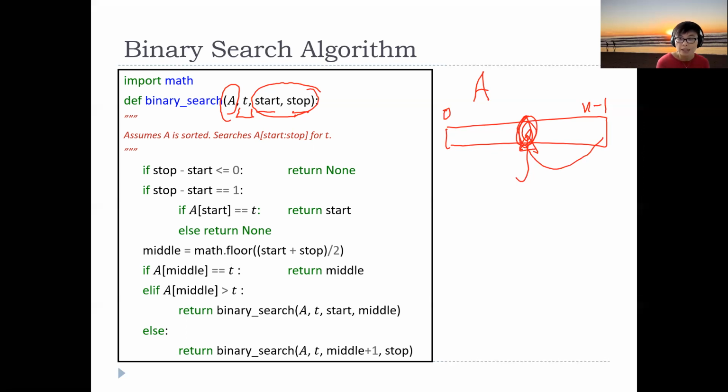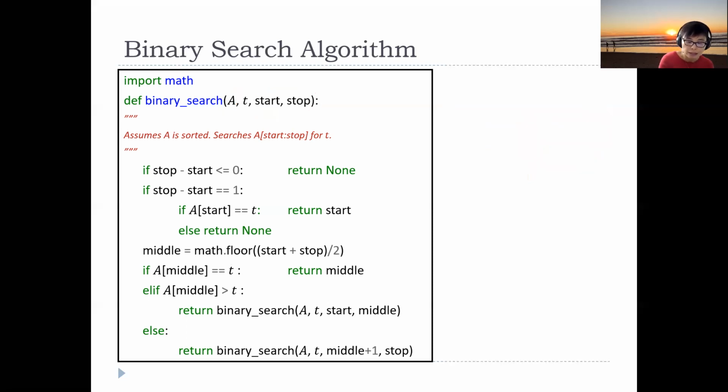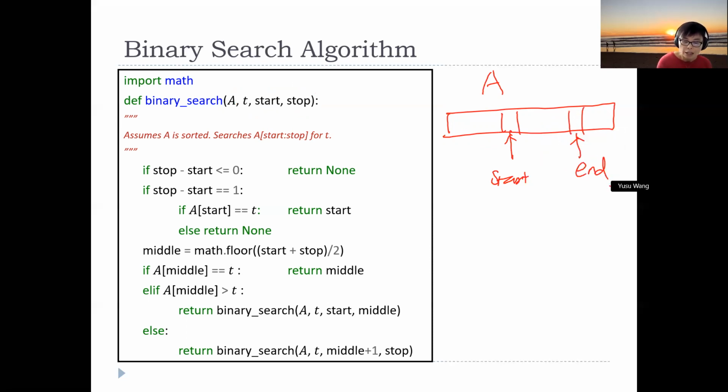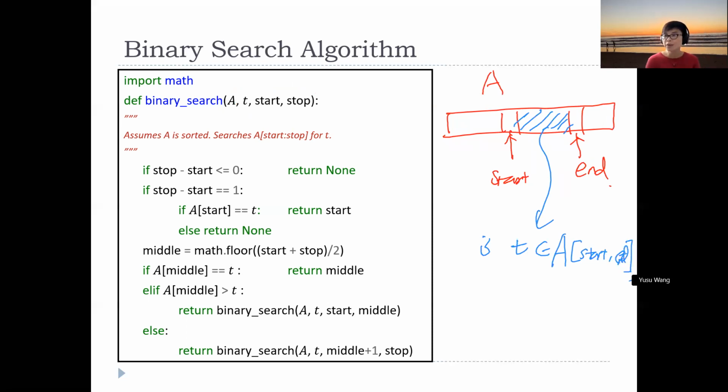So given the array A and a subportion of it, we have this array A, and we're given a start index and also an end index. Our goal is to search for T, to see if T lies within this portion. That's what this code is doing. You'll see in a minute why it's convenient to write it this way.